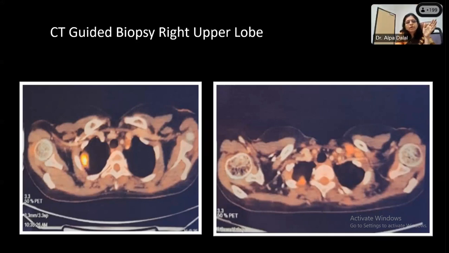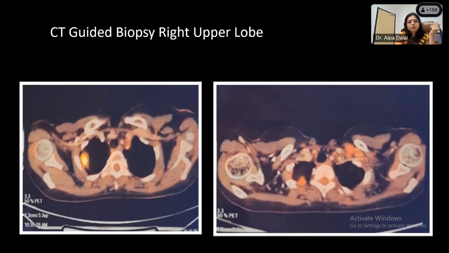So one important thing here is whenever we are suspecting TB clinically and radiologically, it is very important to send the tissue, one in formalin for histopathological evaluation, and a second sample simultaneously has to be collected in normal saline for sending for GeneXpert, AFB smear, AFB culture. And if you are suspecting anything else, then bacterial culture or fungal culture.